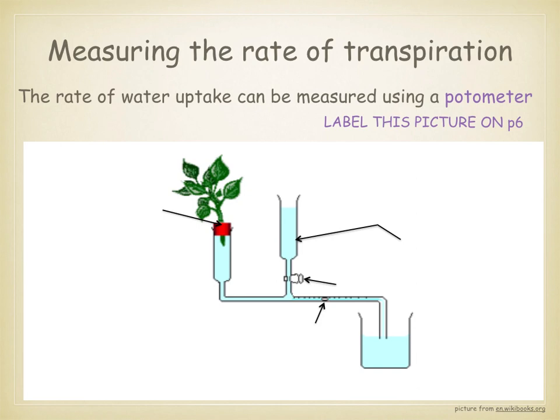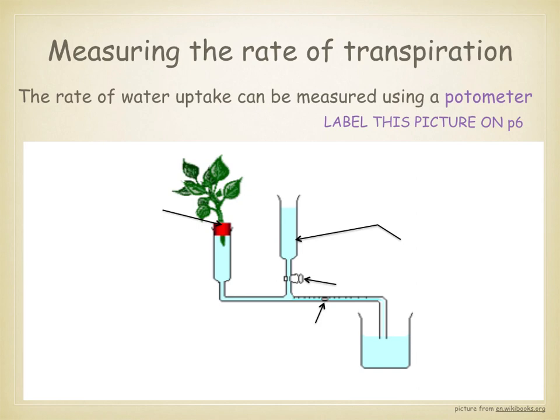Okay, let's have a look at how to measure the rate of transpiration. So the rate of water uptake can be measured using something called a potometer. So you need to label this picture on page 6. Now, we need to know how quickly water is lost by transpiration from a plant and what environmental factors make this process go faster. It's not easy to measure the rate of transpiration, but you can use a potometer to measure the rate of water uptake.